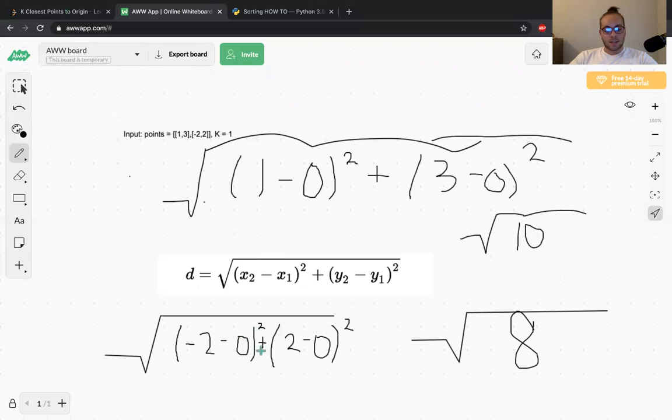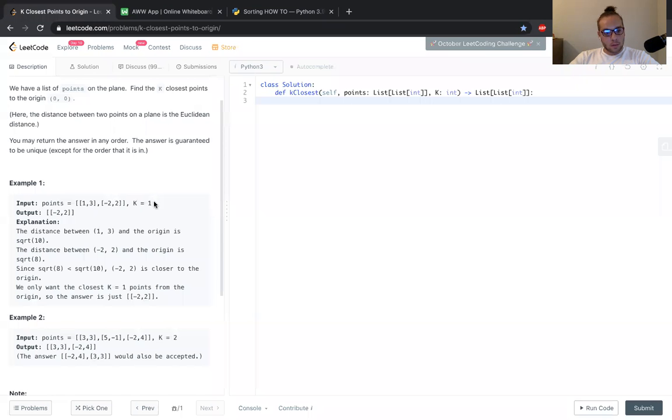Yeah, I'm not going to explain how the negatives work or anything, because that's some math. So this is equal to this. This is equal to this. All right, so the output should be -2, 2, right?